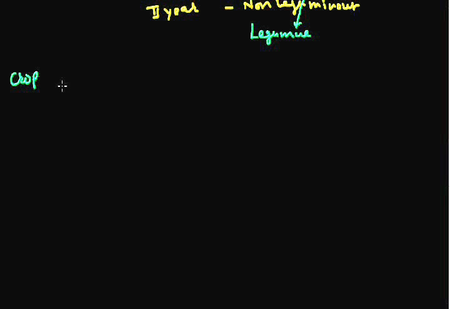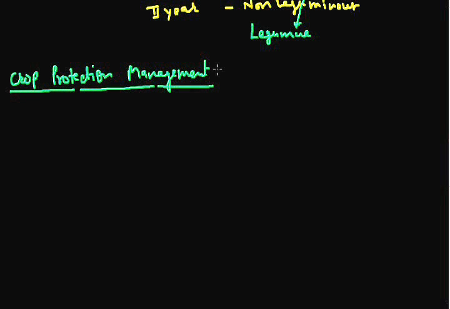Crop protection means we protect the crop from various pathogens. So why do we manage it? First of all, we want to increase the production of crop, so we need crop production management. Protection from where? From pathogens.